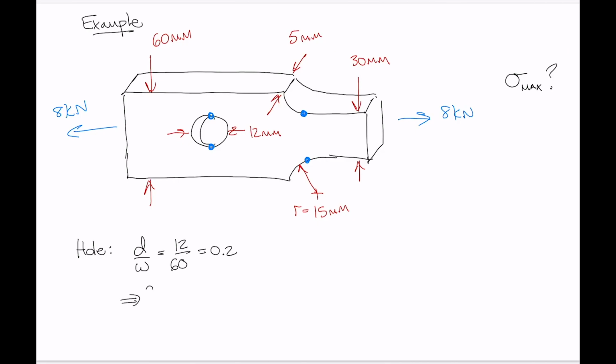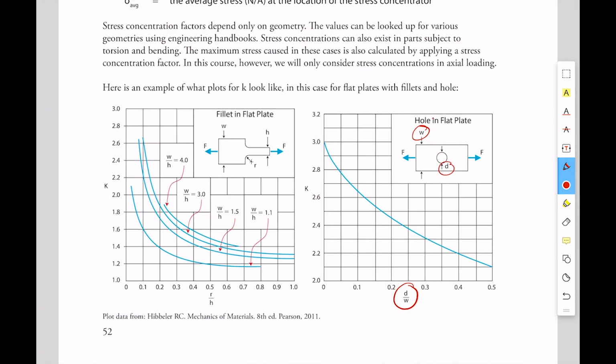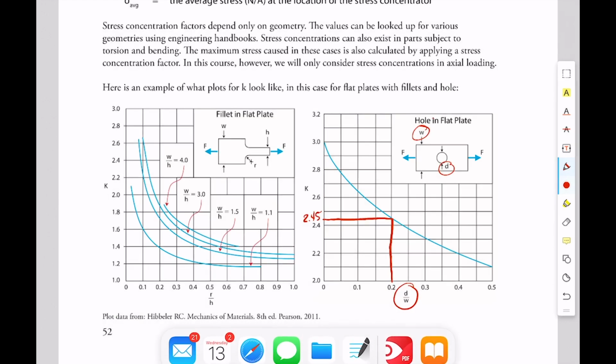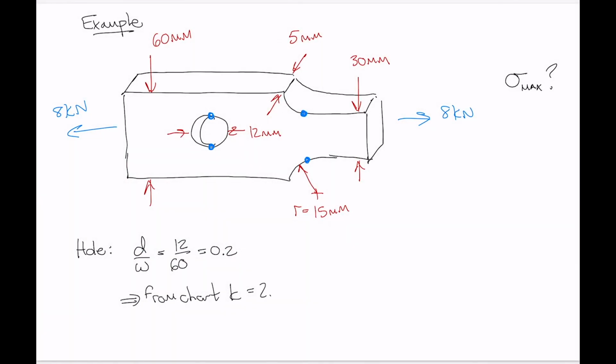So now we can say from the chart, K equals... so 0.2, so we'll flip back here. There's 0.2, so we go up, and we go over. So this is 2.4, 2.5, 2.6, so this would be about 2.45. So we'll go back here, 2.45.